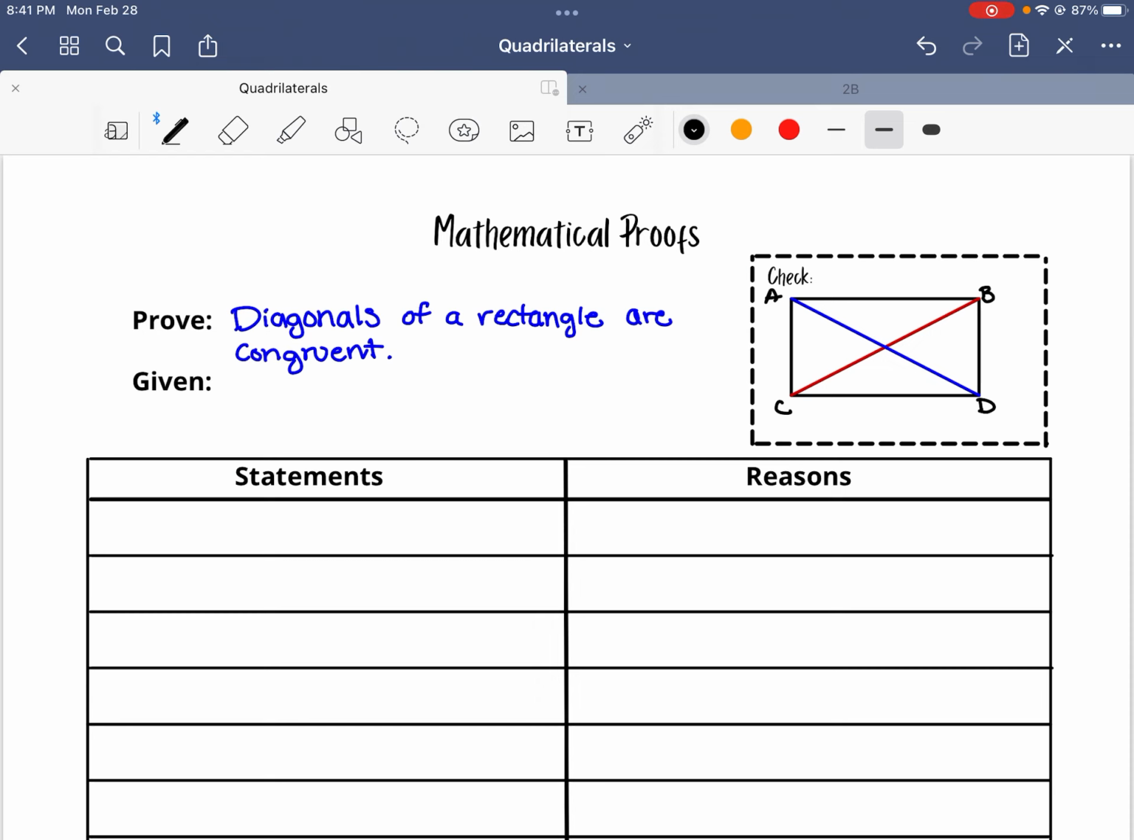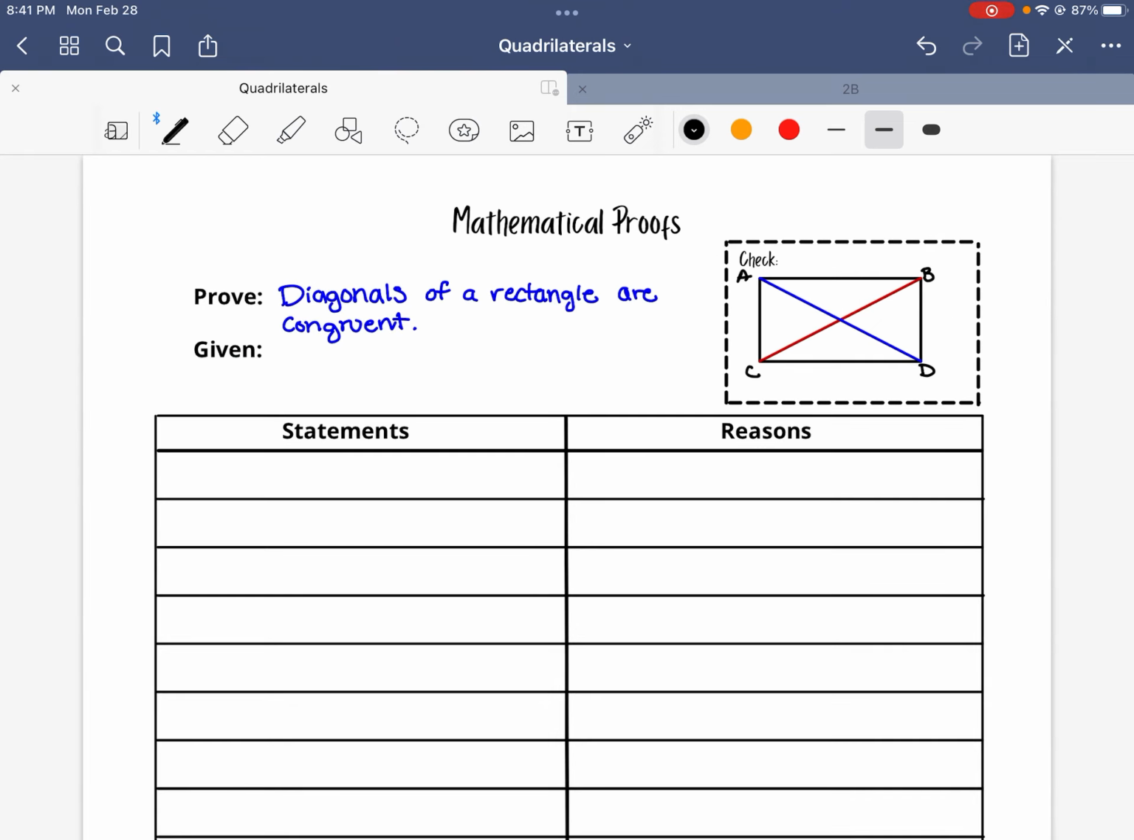As you can see, the diagonals are AD and BC. So that is my goal. I'm going to write that over here. My goal is I'm trying to prove that the line AD is congruent to the line BC.